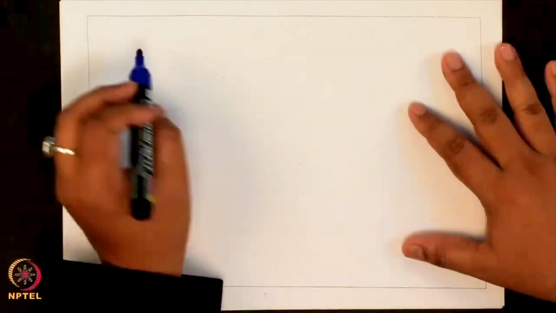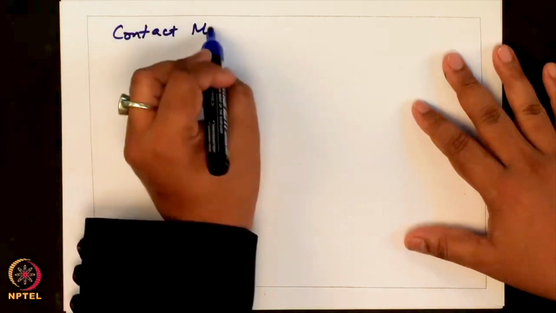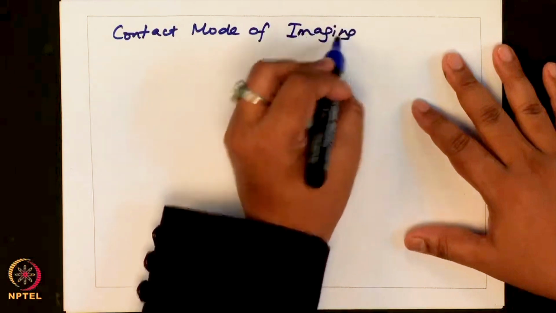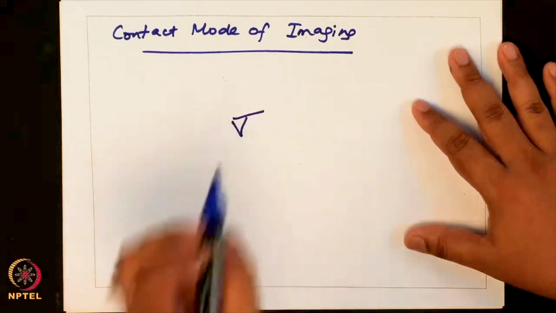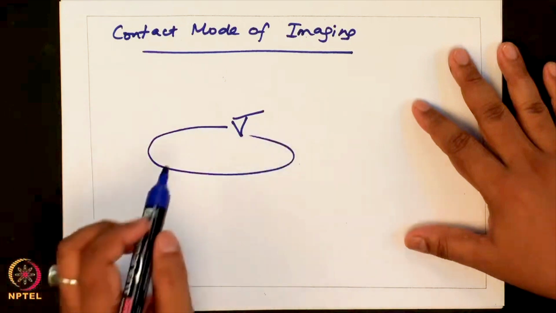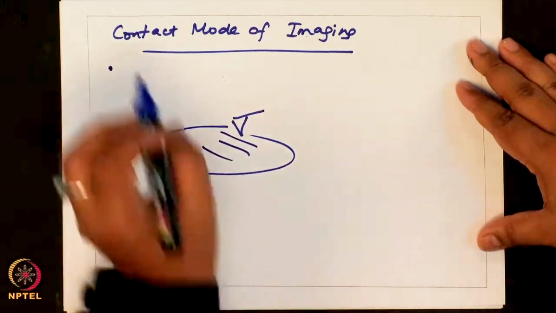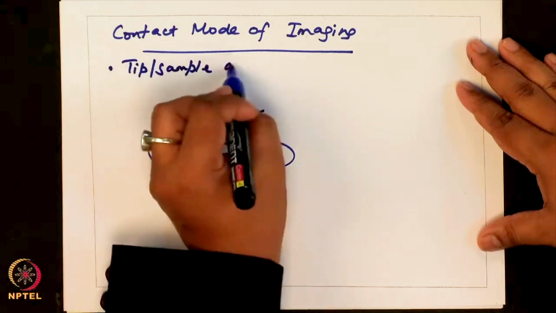Okay. So, what are some of the modes that you can use? Okay. One particular mode, okay, which is often used, is called the contact mode of imaging. How does it work? Okay. So, you have your cantilever touching your sample. Okay. Let us say you have a sample. Okay. So, what you do in contact mode, the tip and the sample are always in contact.